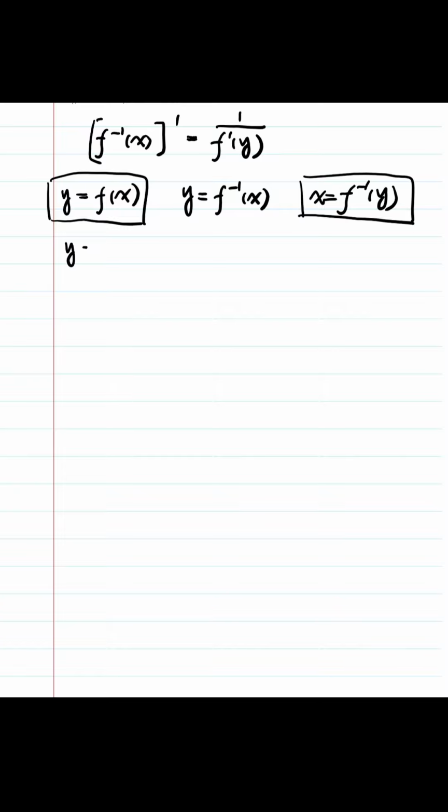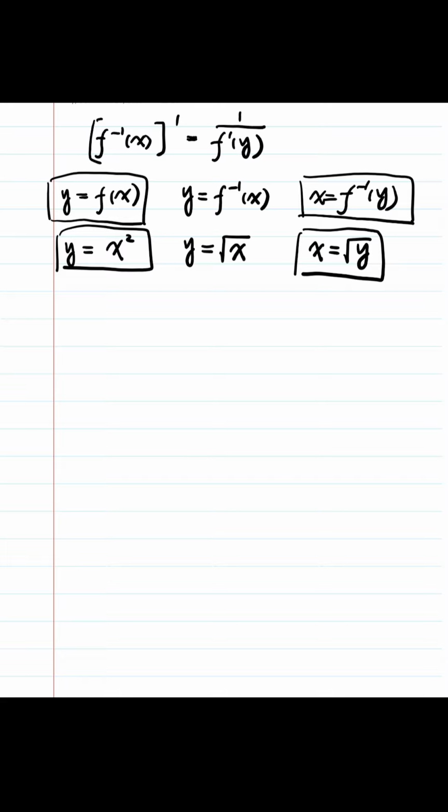For example, y equal to x squared, then the inverse function becomes y equal to the square root of x, and x equal to the square root of y. These two are exactly the same. With this understanding that the inverse function with switching input and output would be the same as the original function, we get to the next step.